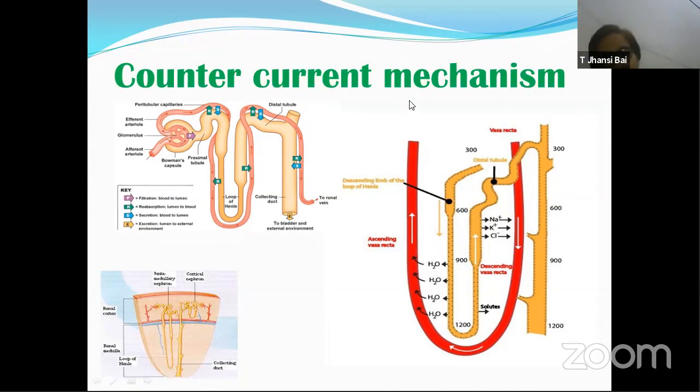Now there is another place where this counter current mechanism is taking place, and that is in the blood capillaries over here, which we call vasa recta. Vasa recta is the capillary that surrounds the loop of Henle down here. So here you find this blood, its movement is from here in this direction and then moving upwards over here, in the opposite direction.